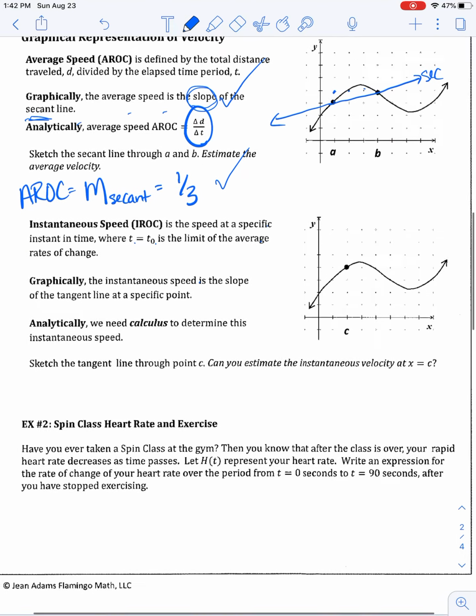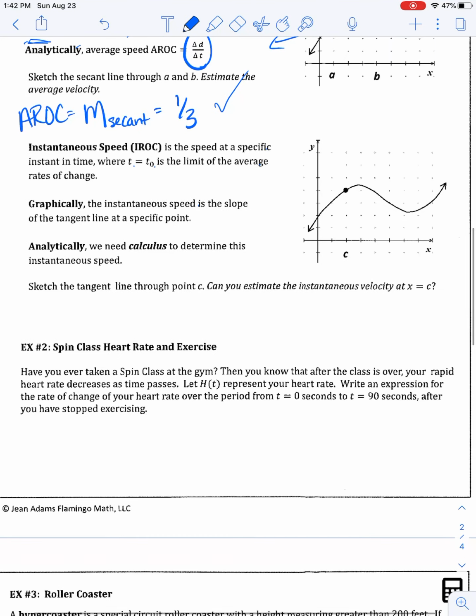Okay, so now let's talk about instantaneous rate of change, or IROC. It's the speed at a specific instance in time, where t equals t sub 0, is the limit of the average rates of change. Okay, that's a little up there. So let's look graphically. Graphically, the instantaneous speed is the slope of the tangent line at a specific point. Well, a tangent line is a straight, linear line that touches a curve at one spot.